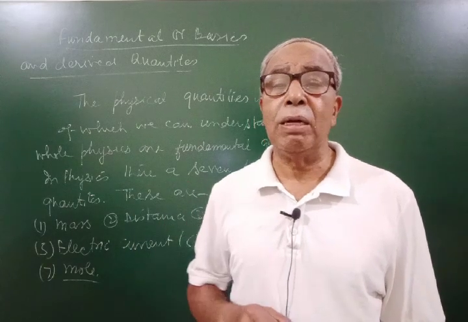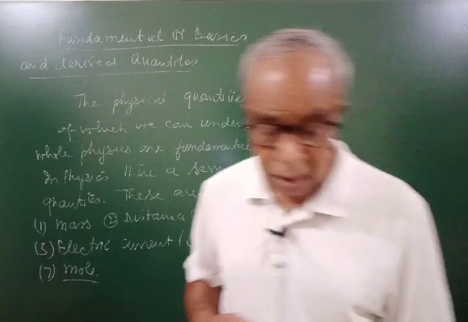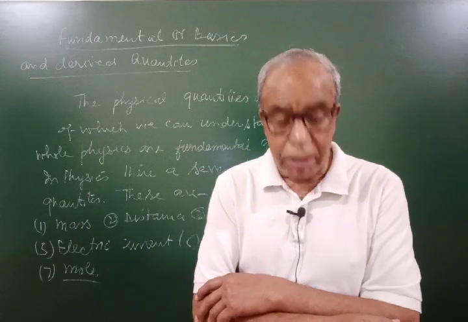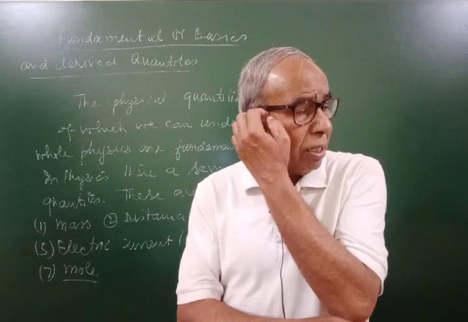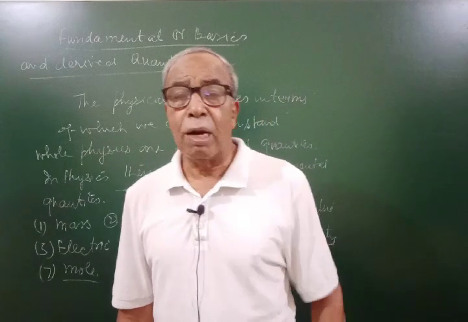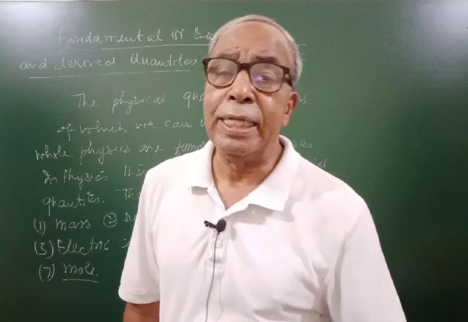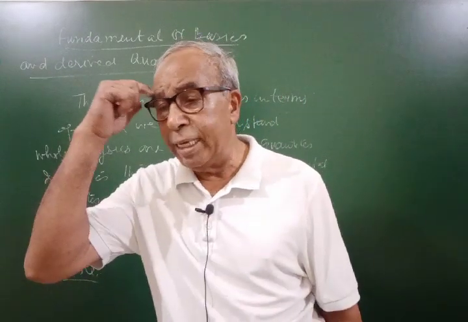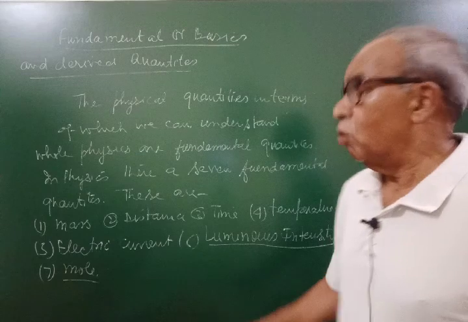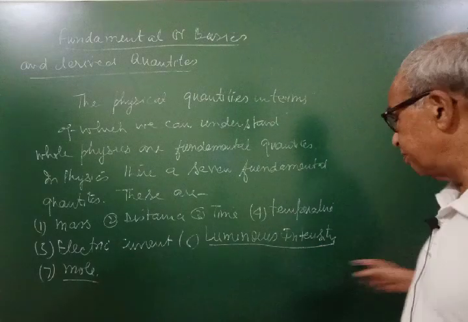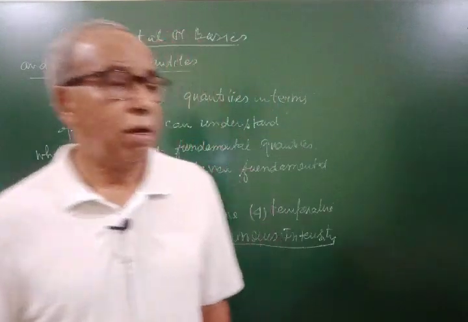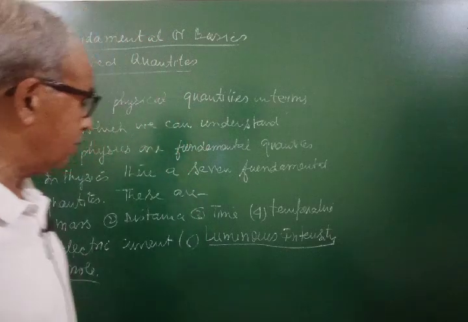We will learn in class 12 about light waves, in ray optics, wave optics, and electromagnetic waves. It will be clear then. But you take it for granted here that different colors of light produce different sensations of sight. Above ultraviolet radiation we don't get any sensation of sight, and below infrared we don't get the sensation of sight. So another unit has been defined for luminous intensity: the amount of energy or radiant flux passing through unit solid angle in a particular direction.